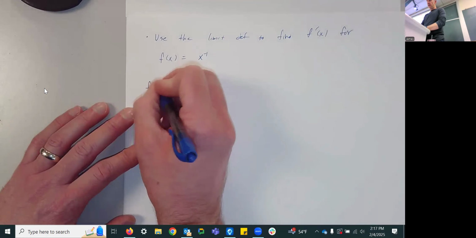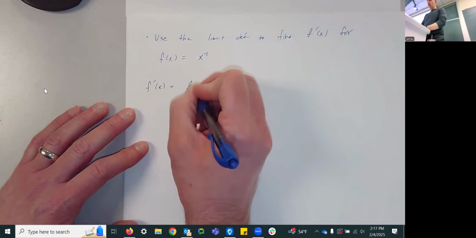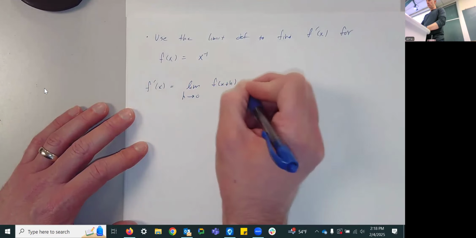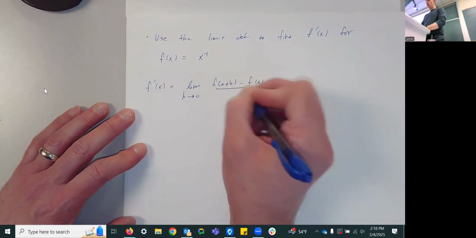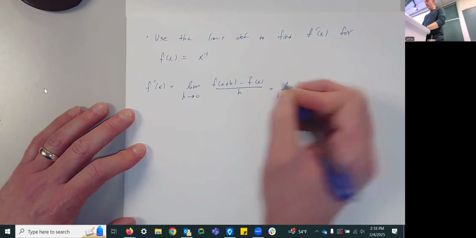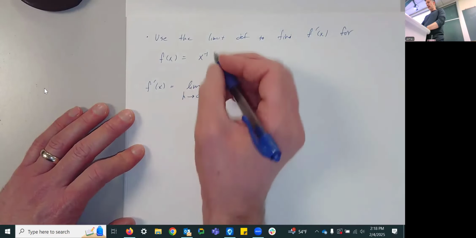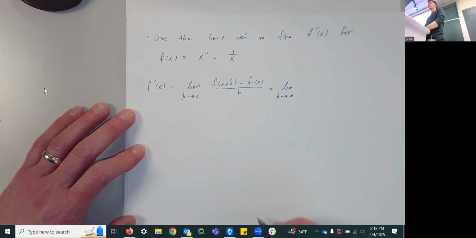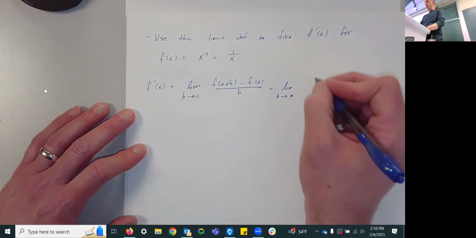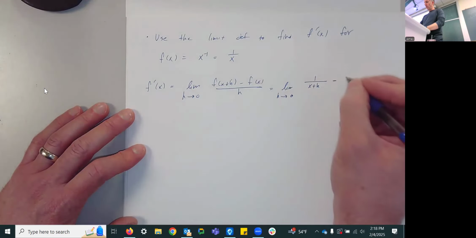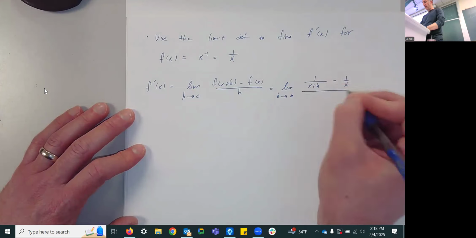So our derivative is going to be the limit as h approaches 0 of f of x plus h minus f of x all over h. And then we plug in. So our f of x plus h, I would much rather write this as, instead of x to the negative 1, as 1 over x. So my f of x plus h is 1 over x plus h. Our f of x is 1 over x, and all that's divided by h.